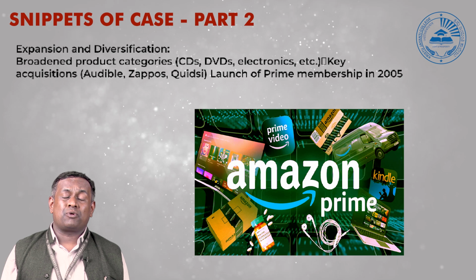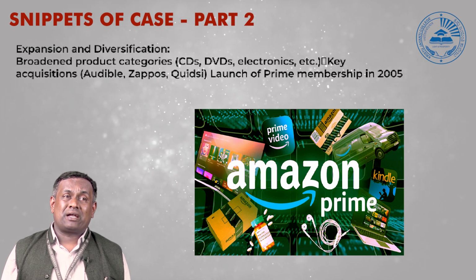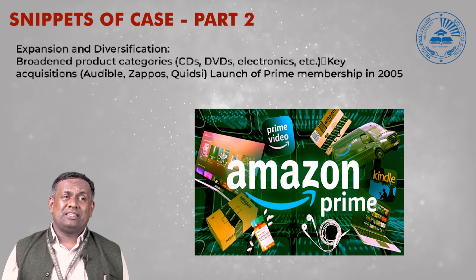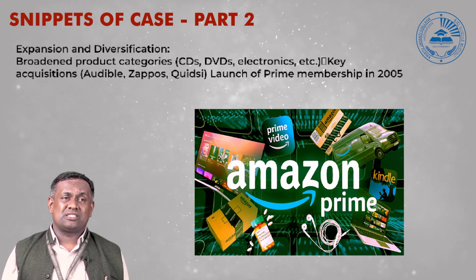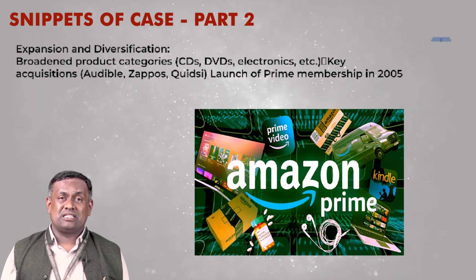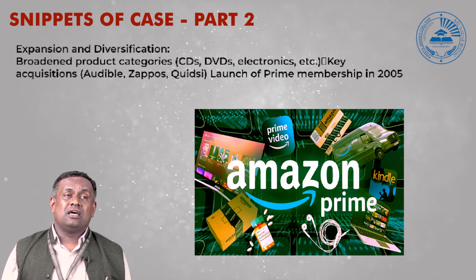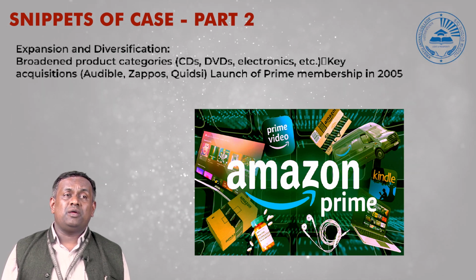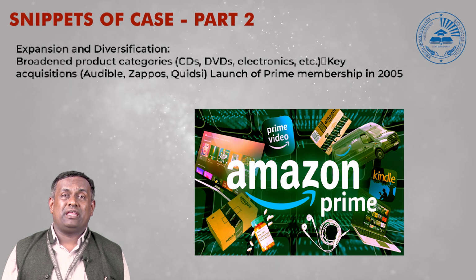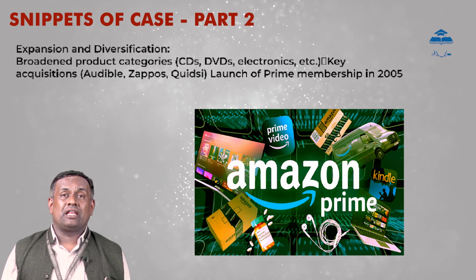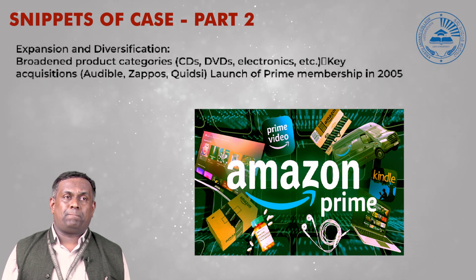It broadened the product categories from compact discs and digital video displays to electronics products. Then they made key acquisitions such as Audible, Zappos and Quidsi, the online retailers. Then, very importantly, the Prime membership in 2005, which peaked in 2017 at full scale.